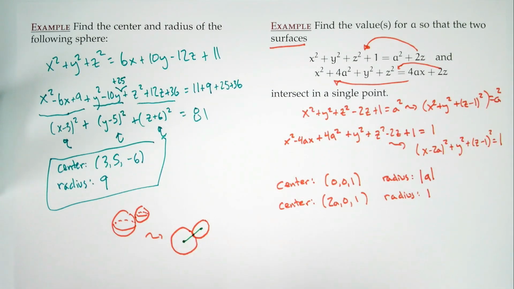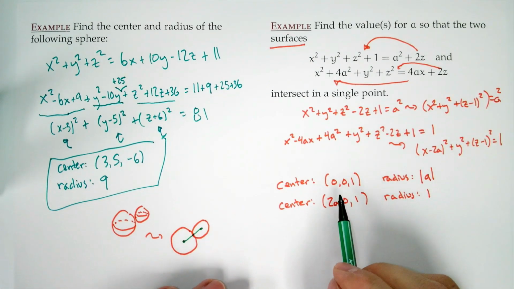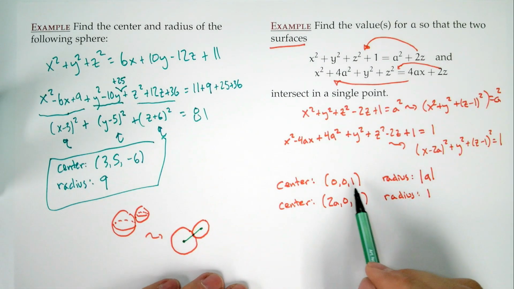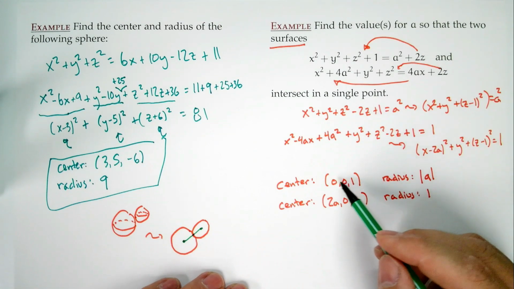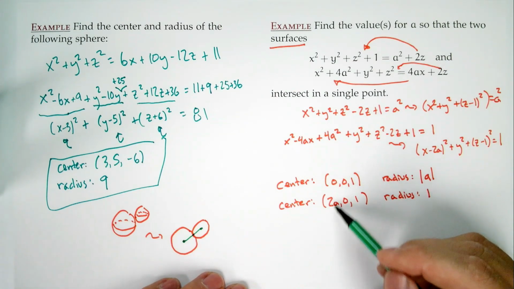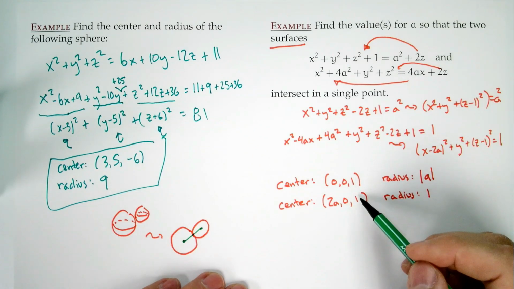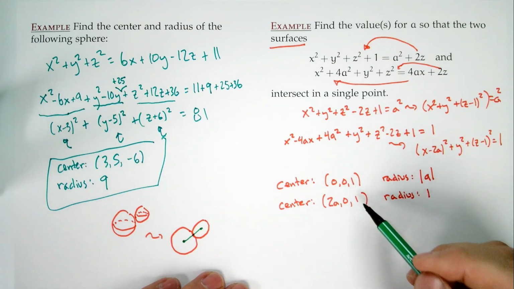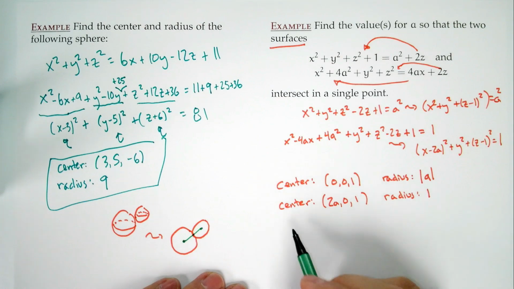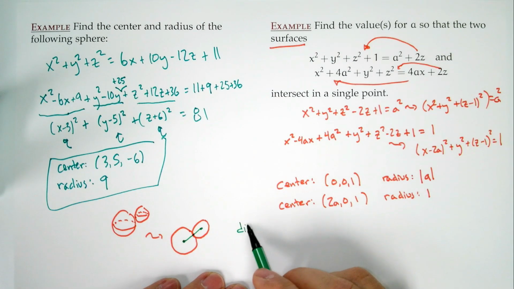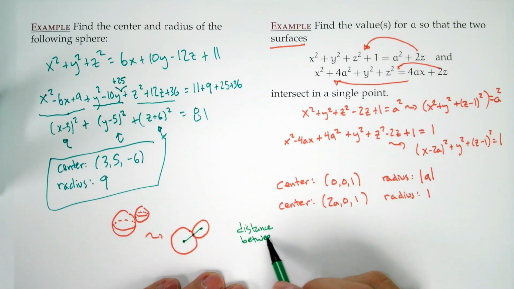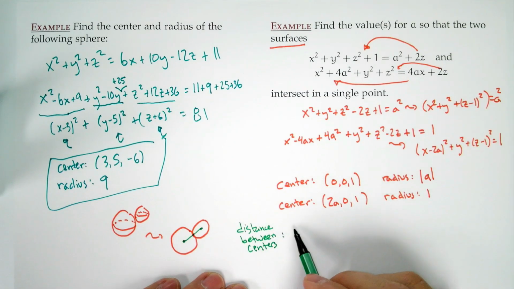So, what's the distance between the 2 centers? Well, we have the distance formula. So the distance formula would say you take the difference in x squared, the difference in y squared, the difference in z squared, but notice that the y and z are the same, so the distance between the centers is going to be a very simple formula. It's going to be the following. Takes a second to write down the distance between centers. Is going to be 2 absolute value of a.